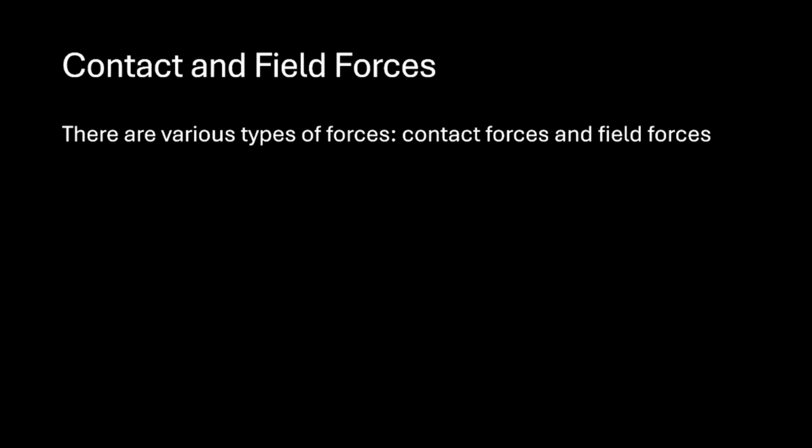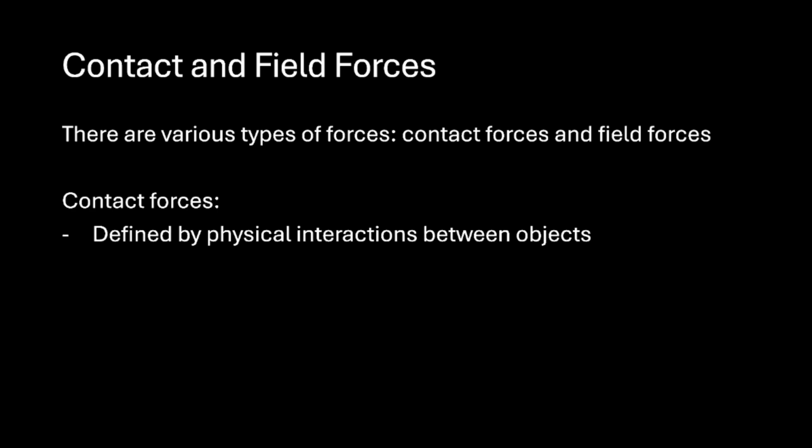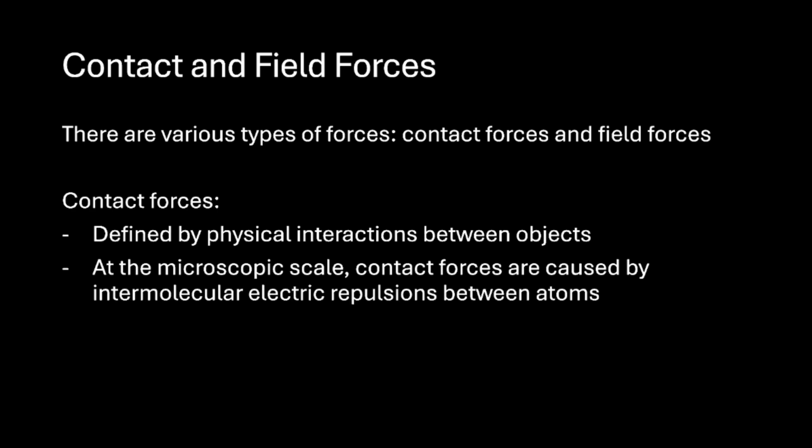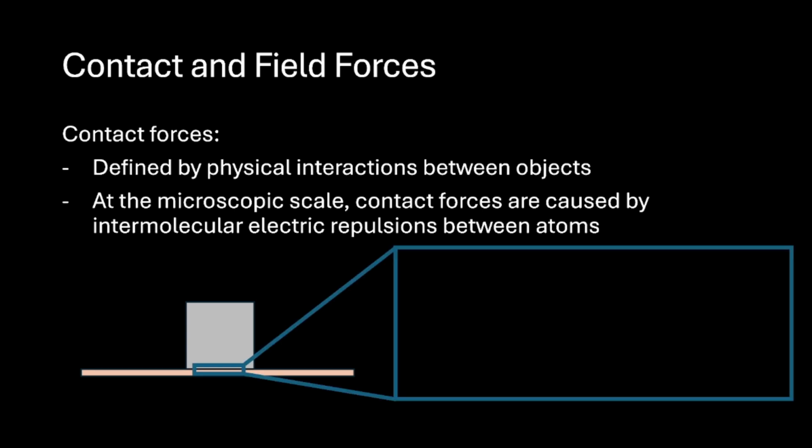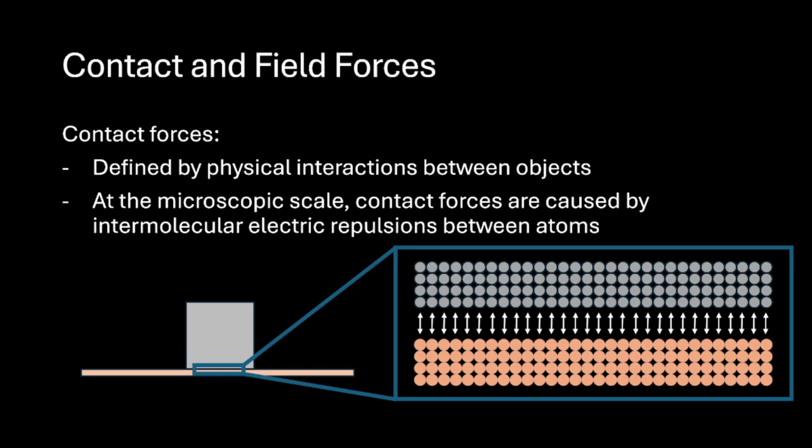There are various types of forces in AP Physics 1. You'll deal with contact forces and field forces. Contact forces are defined by physical interactions between objects. At the microscopic scale, contact forces are caused by intermolecular electromagnetic repulsions between atoms. So if we have a box on a table here, if we zoom in at the microscopic scale, we can see how the atoms of the box and the table are actually repelled from each other. That's what causes contact forces.